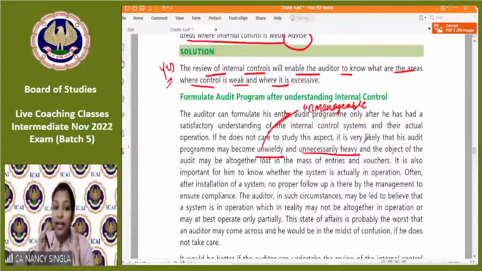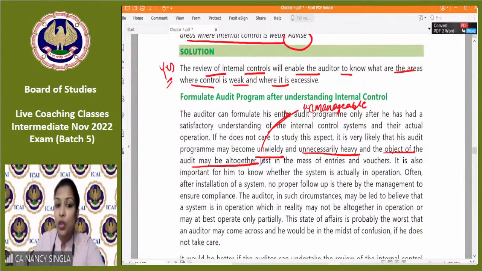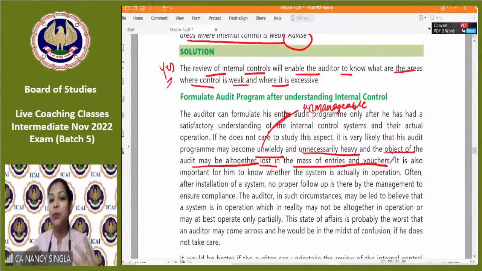So a satisfactory understanding of internal control is a must when we as auditors are drafting what? Our audit program. Otherwise, see what is written. The object of the audit may be lost altogether. In the mass of entries and vouchers, we will keep on checking the entries. We will keep on checking the vouchers.